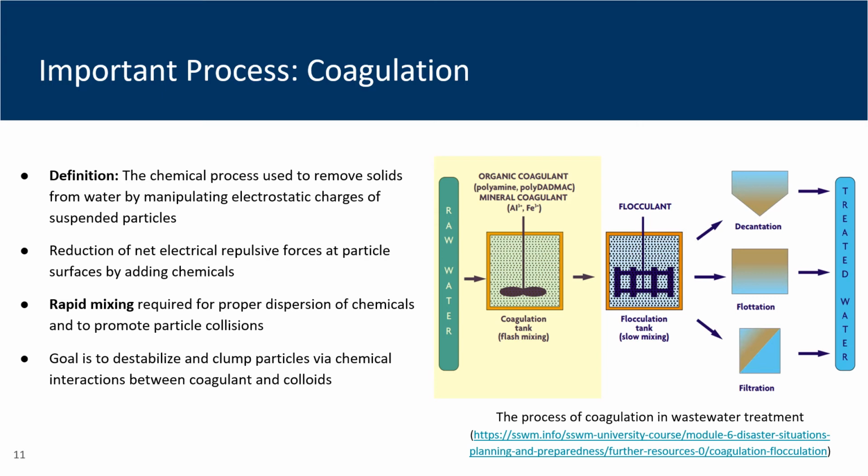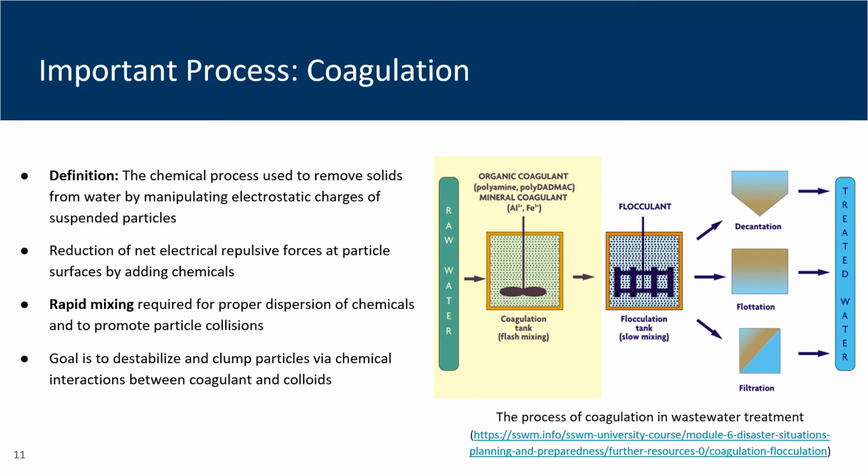Coagulation reduces the net electrical repulsive forces at particle surfaces by adding coagulant chemicals, of which the most commonly used are aluminum sulfate and iron. Opposite charges enable particles to stick together to form stable and well-suspended flocs, which are larger clusters of solids that look like clumps of dirt. These heavier flocs then sink and make sedimentation faster.